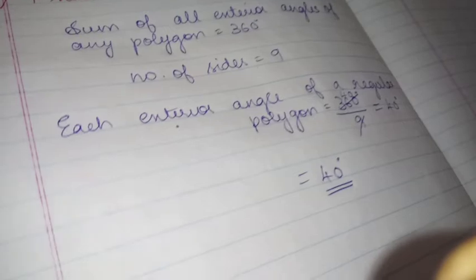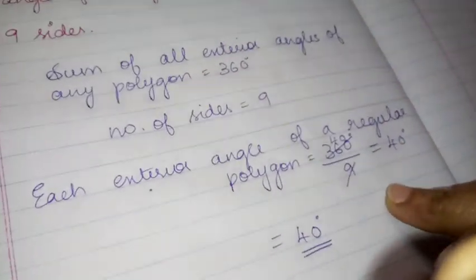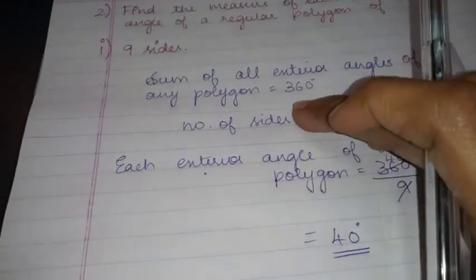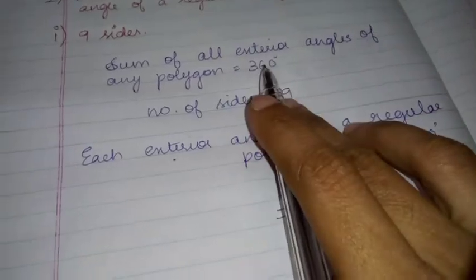40 degrees is each exterior angle measure of a regular polygon. Okay. In the second question, the second subdivision is your homework. The same way you should do it. You should divide by 360 degrees, because the sum of the exterior angles is 360 degrees.